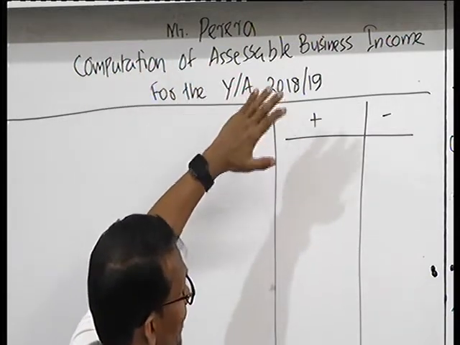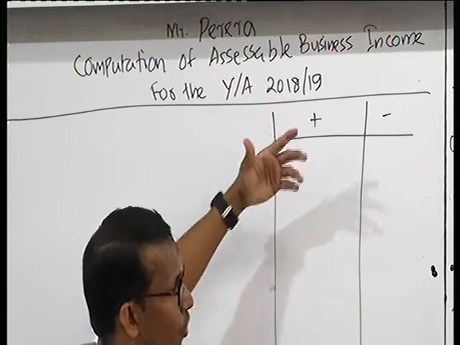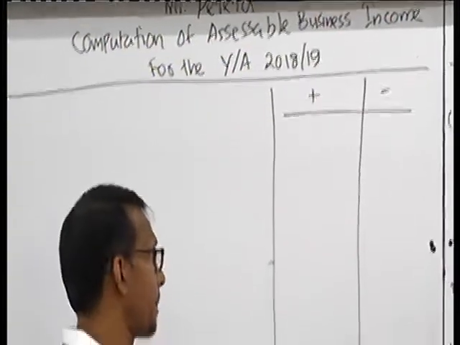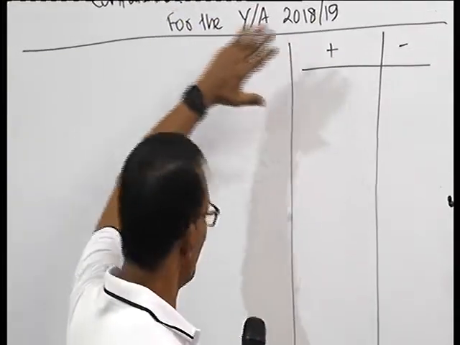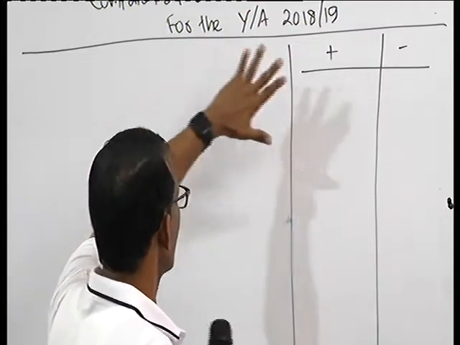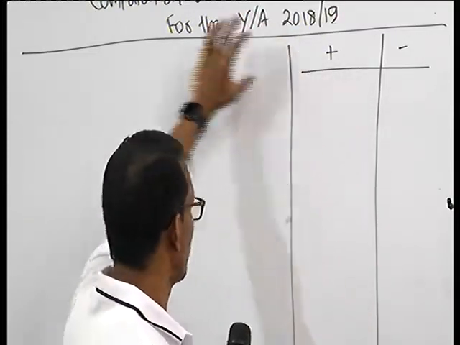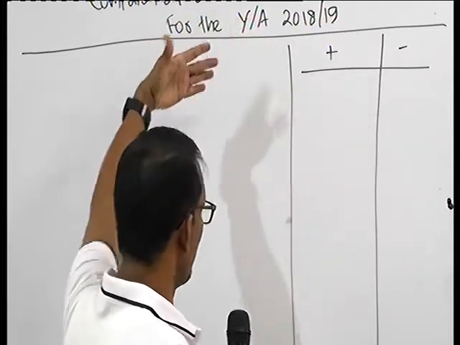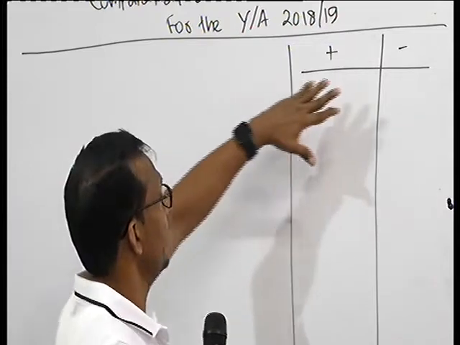Now here in the heading, you need not say assessable business income or assessable business loss, because we never know what you will end up having. So you just simply say computation of assessable business income for the year of assessment 2018-19. You have to state the period for which the computation is done, and then plus minus.